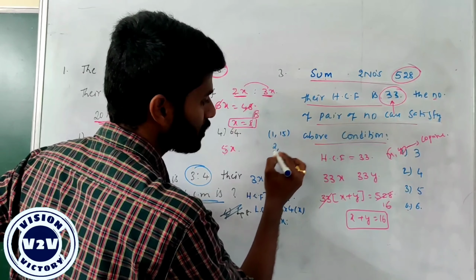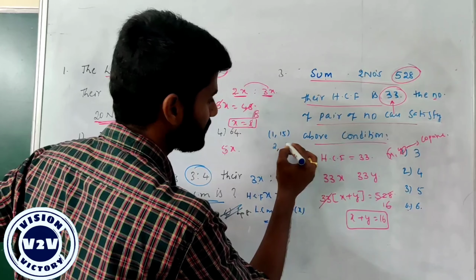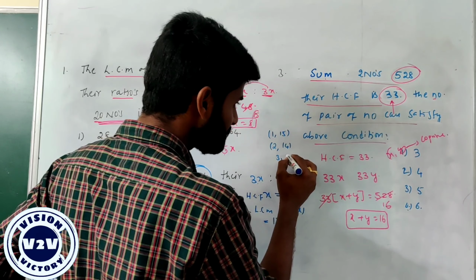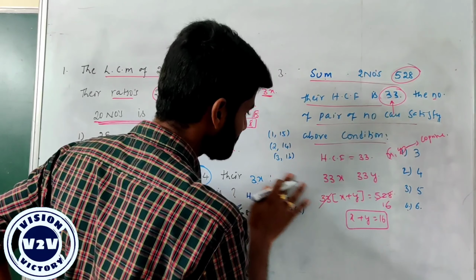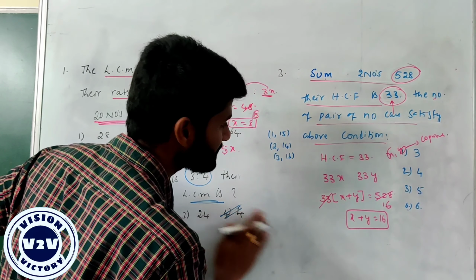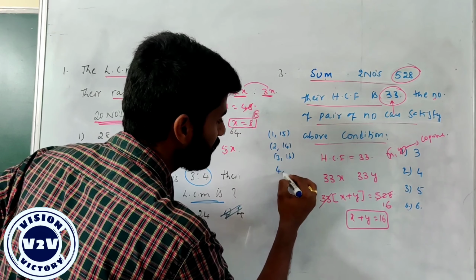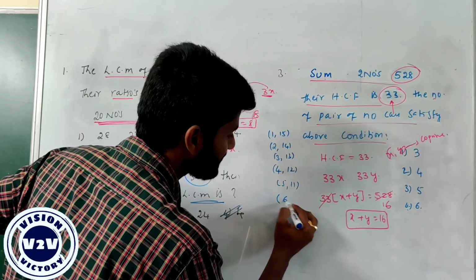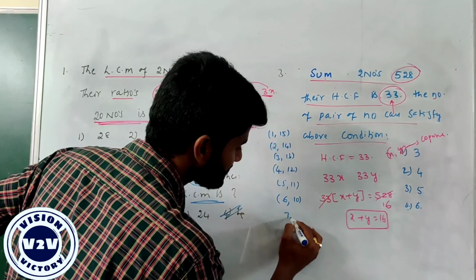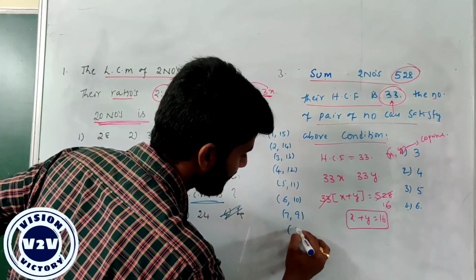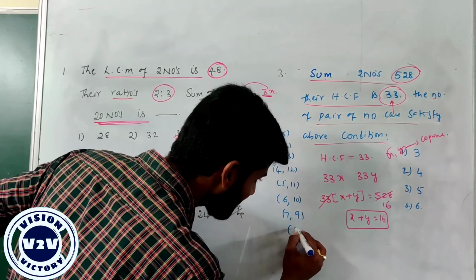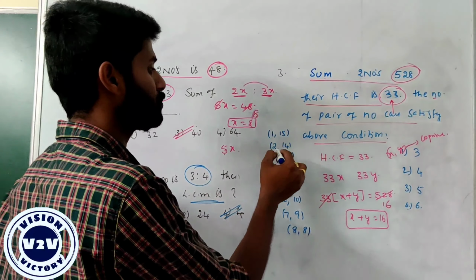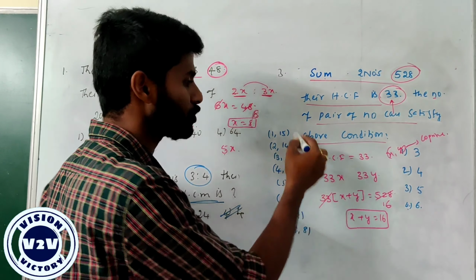Next one, 2 comma 14. Next one, 3 comma 13. Clear? Because the sum of these two numbers becomes 16, which we required. Next 4 12, 5 11, 6 10, 7 9, and next 8 and 8. So these are the pairs. See, 1 2 3 4 5 6 7 8. So in total we have 8 pairs.